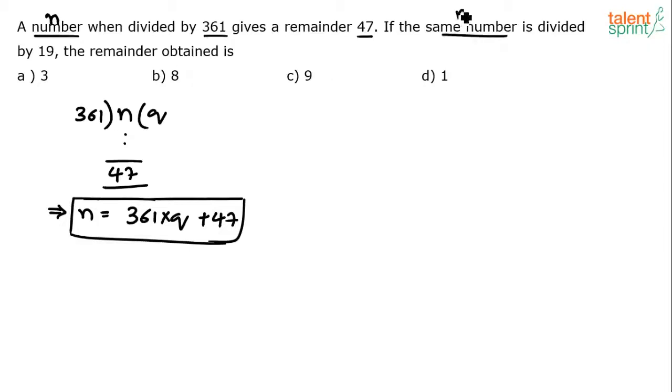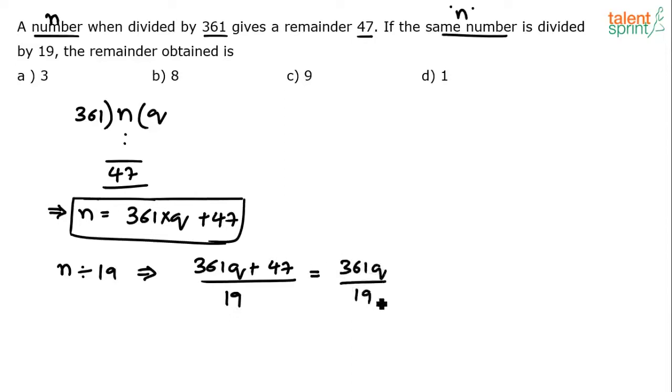What do you mean by the same number? The same number n. This number n when divided by 19, what will be the remainder? So this time you have to divide n by 19. What do we get? We'll get 361q plus 47 divided by 19. Now this actually can be split as 361q by 19 plus 47 by 19, right?